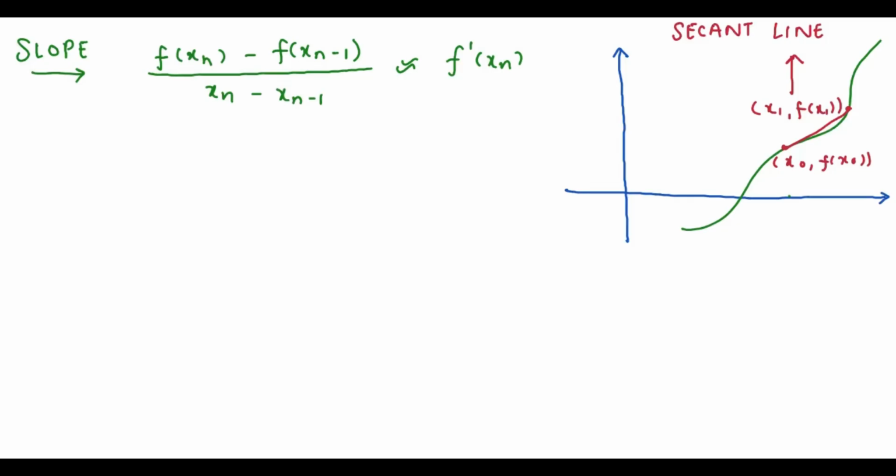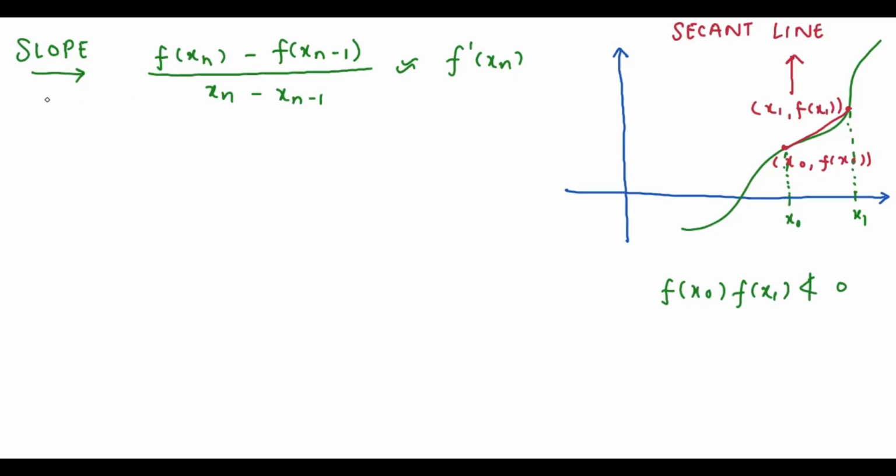Suppose we have two initial approximations, x0 and x1, and these two values are selected near the expected root. Now I just want to notice something important: unlike the bisection method, I don't have to satisfy that f(x0) times f(x1) should be less than 0. The secant method is an open method. It doesn't require any bracketing.